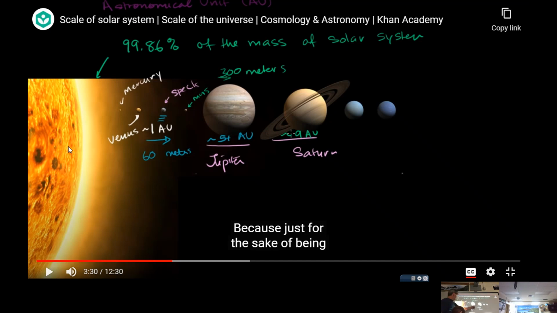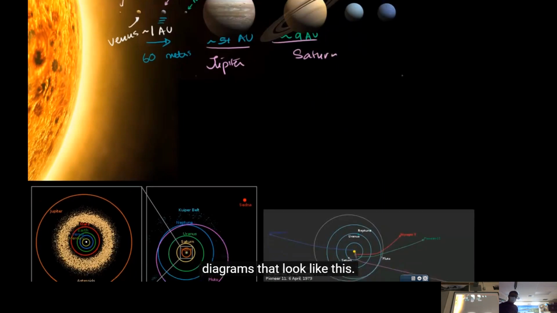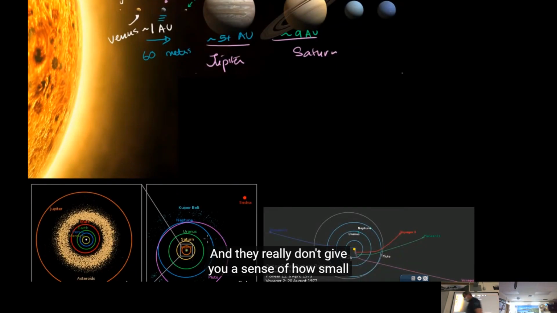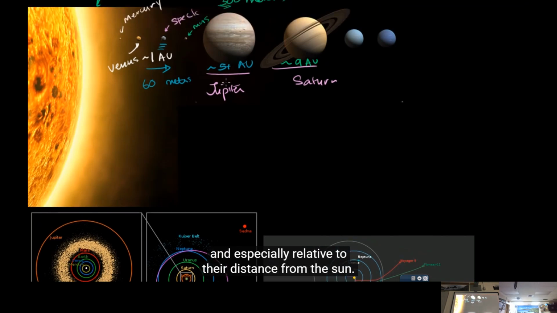And it's so much bigger than the Earth, isn't it? Right? So these numbers and distances are huge. Just for the sake of being able to draw it on a page, you see diagrams that look like this, and they really don't give you a sense of how small these planets are relative to the sun, and especially relative to their distance from the sun.